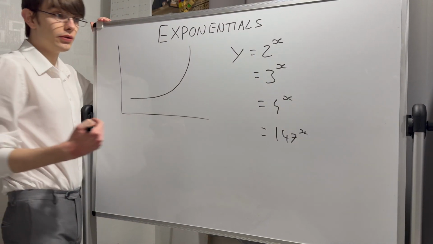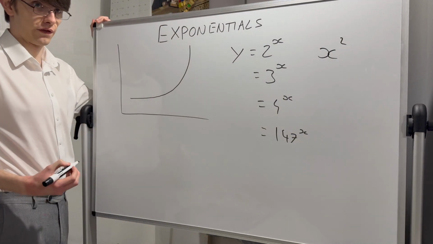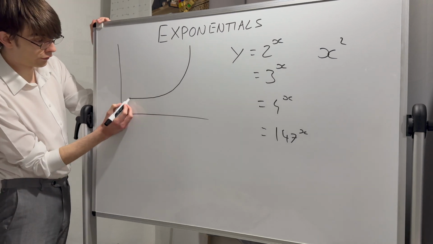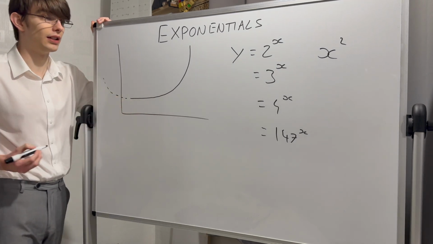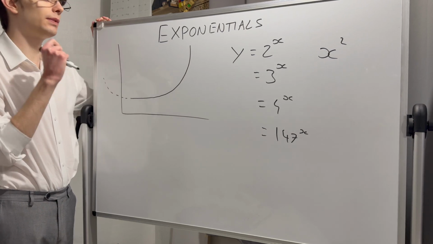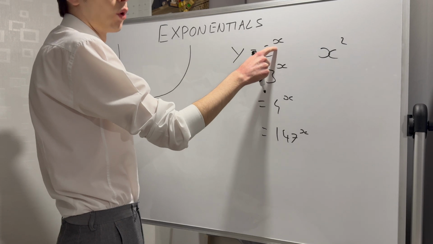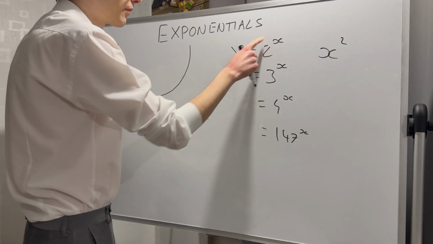Don't get them confused with things like x squared. These are not exponential functions. They might look like half of one. If I kept going this way, that would kind of be an x squared graph, but they are completely different. An exponential graph must have x in the indices, or in the exponents.